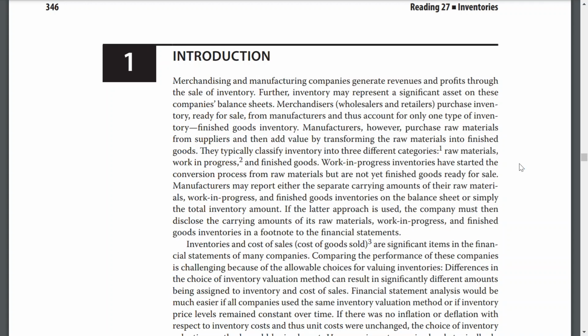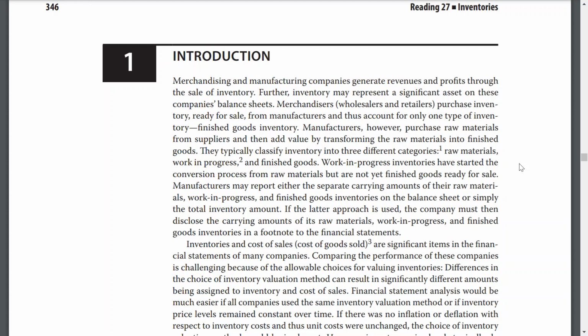They typically classify inventory into three different categories: raw materials, work in progress, and finished goods. Work in progress inventory has started the conversion process from raw materials but is not yet finished goods ready for sale. Manufacturers may report either the separate carrying amounts of their raw materials, work in progress, and finished goods inventories on the balance sheet, or simply the total inventory amount. If the latter approach is used, the company must then disclose the carrying amount of its raw materials, work in progress, and finished goods inventory in the footnotes of the financial statements.